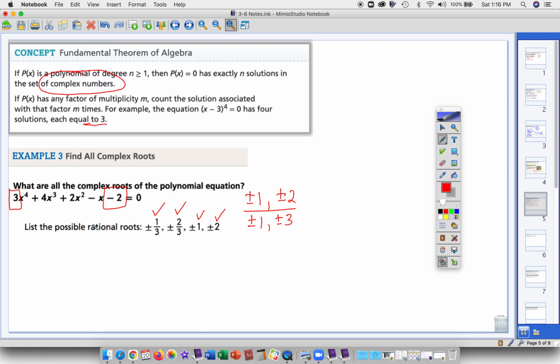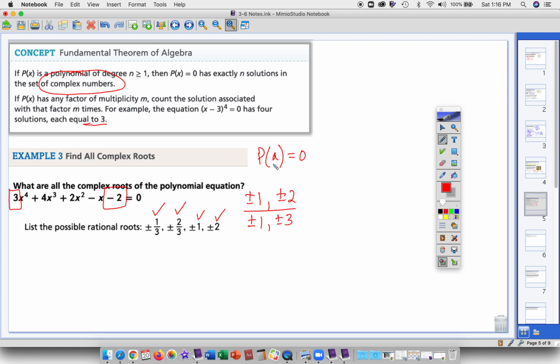So what do I do now? I start dividing, right? I start testing these solutions. Now keep in mind from our remainder theorem, remember our remainder theorem says that if P of A is equal to 0, then we know that A is a factor. P of A equaling 0 means that when I plug that in, I'm getting 0 as a result.